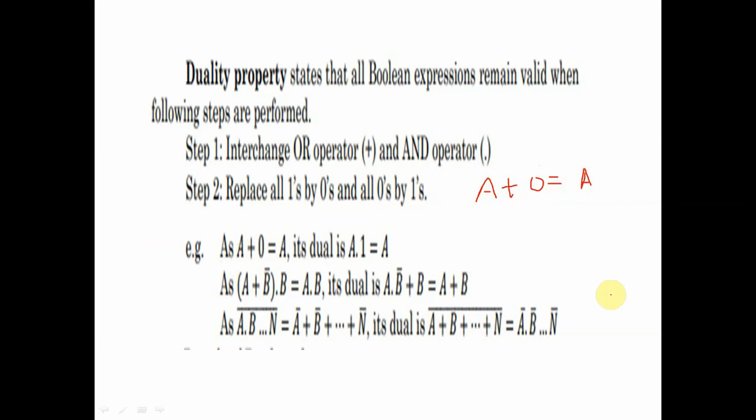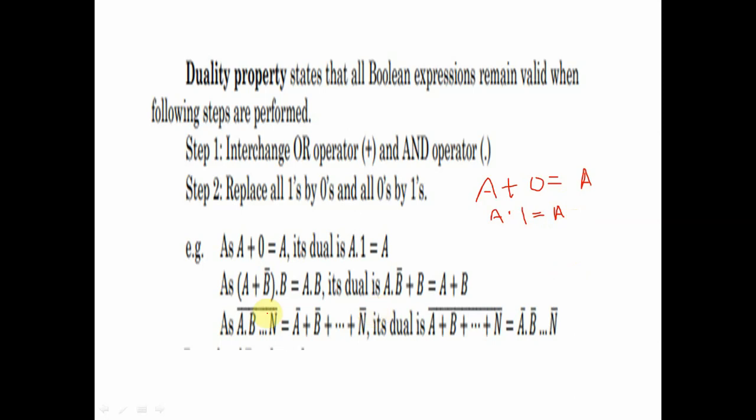In the first step, replace the ORing operation with the ANDing operation. Here which operation is present? Here the ORing operation is present, and the variables stay as they are. The ORing operation is interchanged with the ANDing operation, so instead of plus, here I am taking dot. Now 0 is replaced by 1. So the answer is A dot 1 is equal to A.